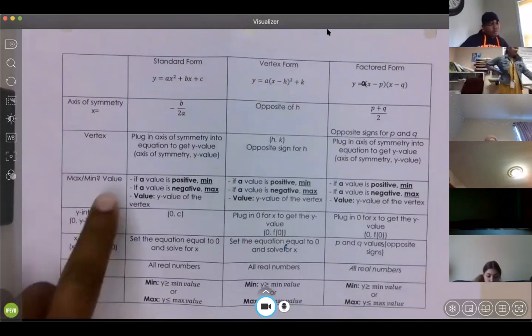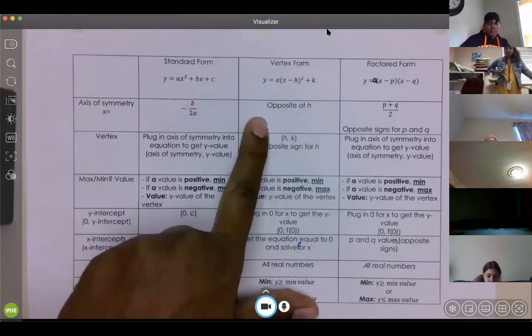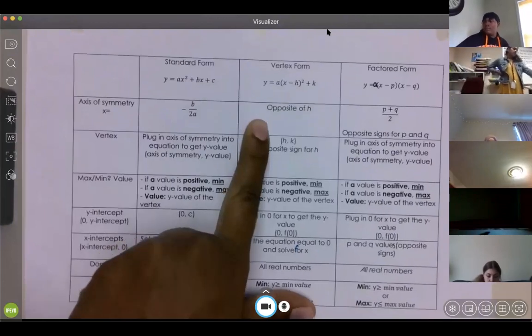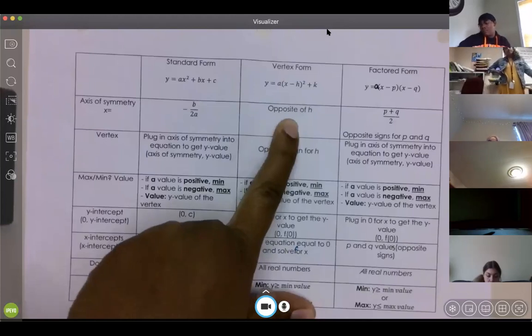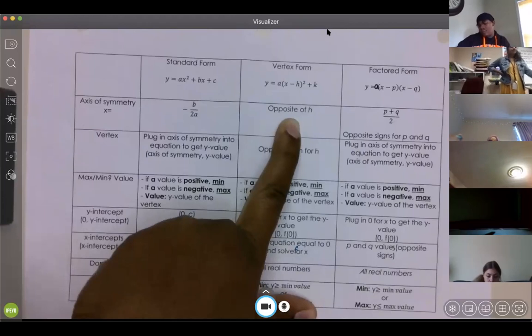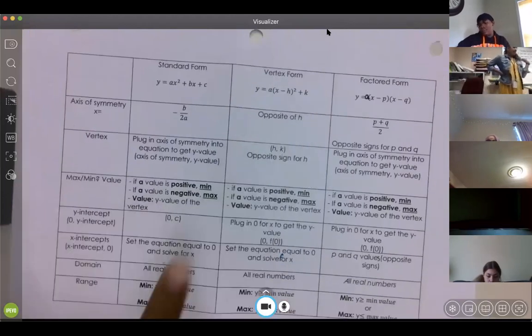To find the axis of symmetry in vertex form, it's actually quite easy. It's just x equals whatever the opposite of h is. So there's no math involved. You just got to find the h, take the opposite of it. That's your axis of symmetry. We talked about this on Tuesday.